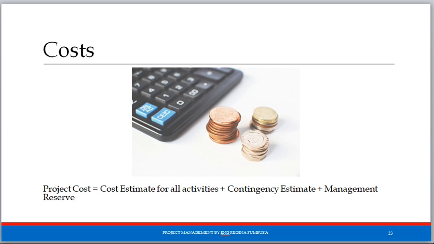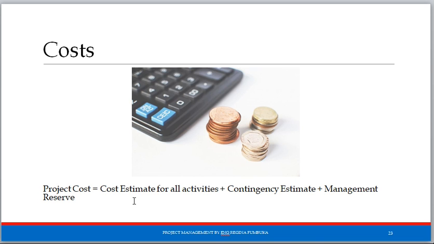Then ukishafanya hivyo pia lazima determine cost per each activity. Na baada ya kupata the cost of each activity, you add the contingency estimate pamoja na management reserve. Hizi zitakusaidia pale ambako inapotokea kuna risk ambayo inaaffect project na inahitaji some cost, iweze fill that gap na isiweze kuharibu mradi wako kwa ujumla.